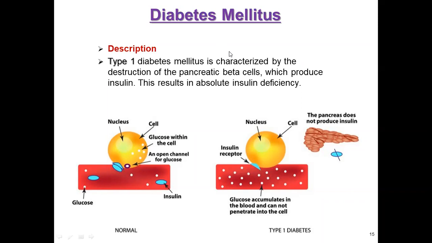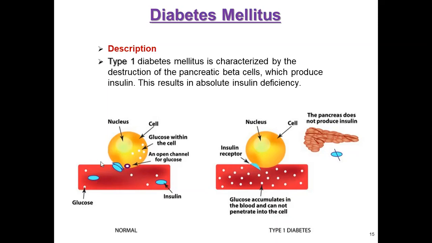Due to insufficient insulin production by the pancreas or insulin resistance by the cells in the body, the patient develops diabetes mellitus. So diabetes mellitus is basically of two types, type 1 diabetes mellitus and type 2 diabetes mellitus. Type 1 diabetes mellitus is characterized by destruction of the pancreatic beta cells which produce insulin. This results in absolute insulin deficiency.